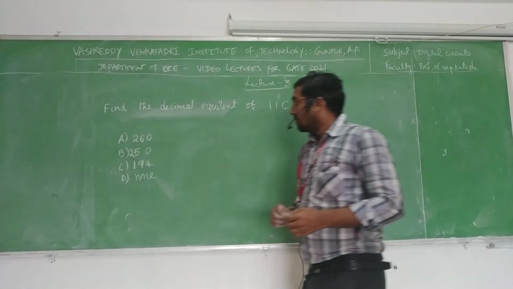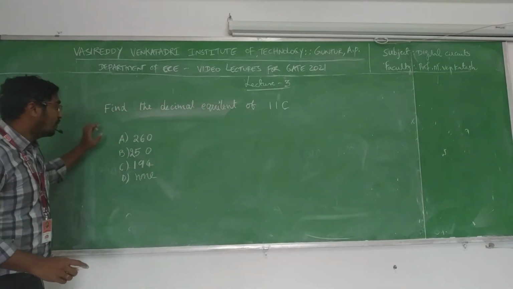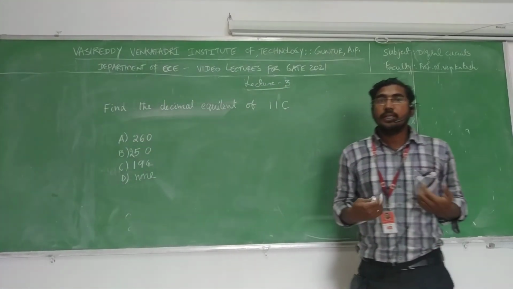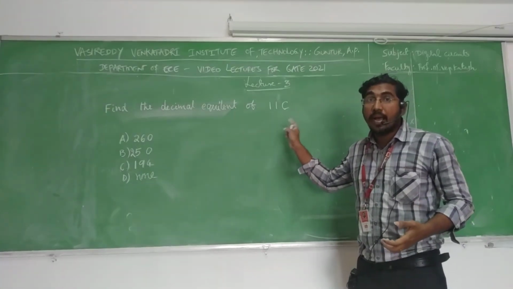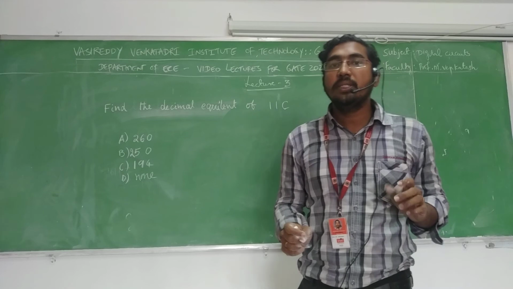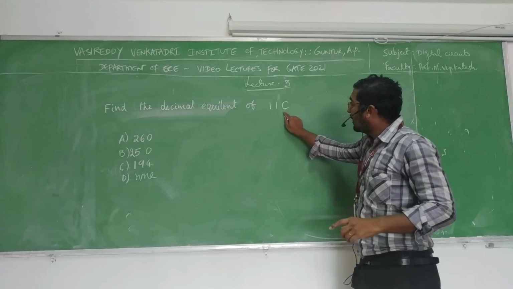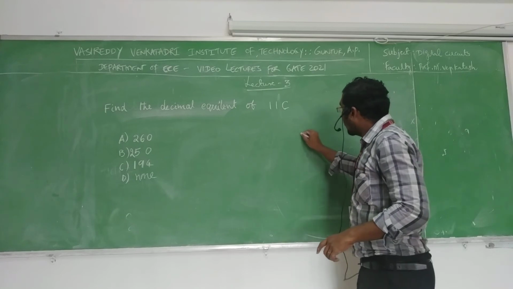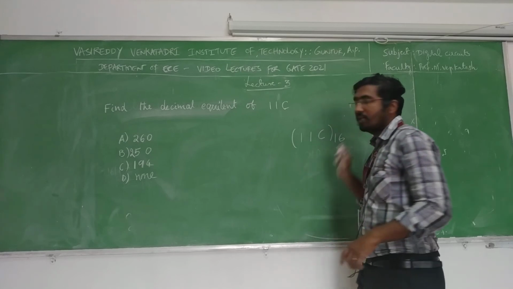So the question is, find the decimal equivalent of 116. Now, there is a tendency that one can consider the base of the given digits as 16, because we have seen 4 number systems, which are binary, decimal, octal and hexadecimal, and we do find the letter C in hexadecimal. So there is a chance that one can consider 116 as hexadecimal and solve the problem.